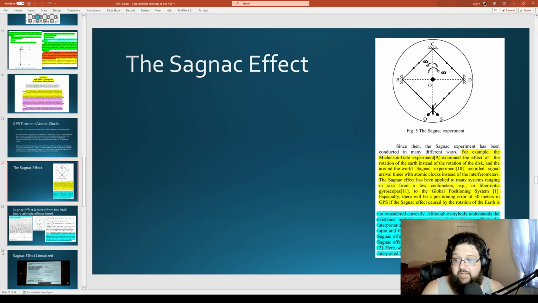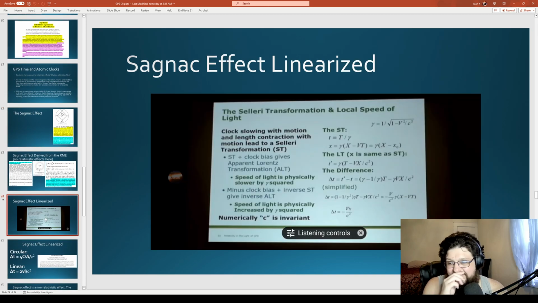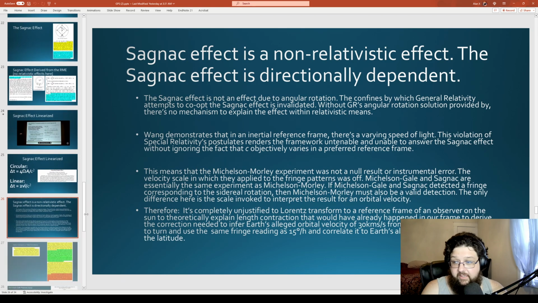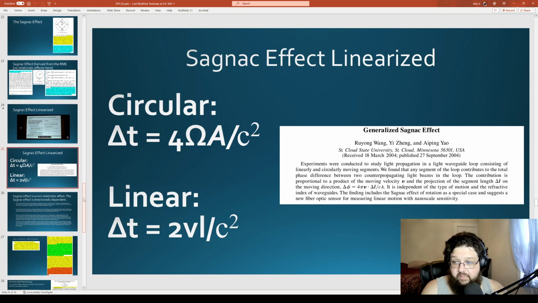But even that's not valid, because in 2004, the Sagnac effect was linearized by Ruyong Wang, where he did a linear interferometer, basically a straight line back and forth. And then he had it on a conveyor belt going back and forth. And he proved that the experiment produced the Sagnac effect, and he derived the Sagnac effect using a linear equation. And he had proved that the Sagnac effect is not due to angular rotation.